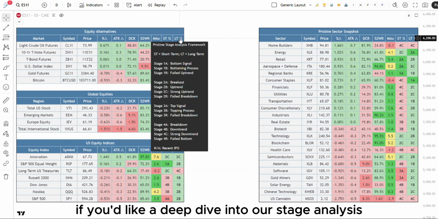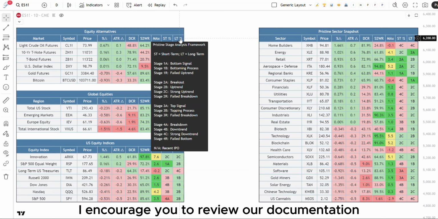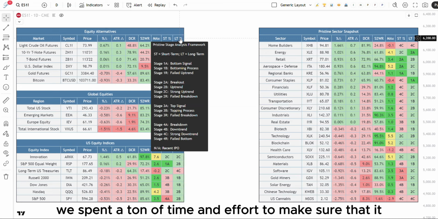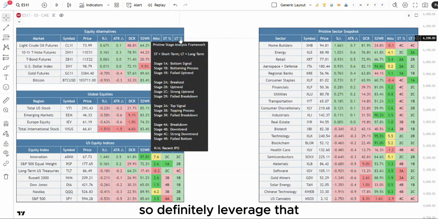If you'd like a deep dive into our stage analysis methodology, I encourage you to review our documentation. We spent a ton of time and effort to make sure that it includes everything you need to know about these indicators, so definitely leverage that.